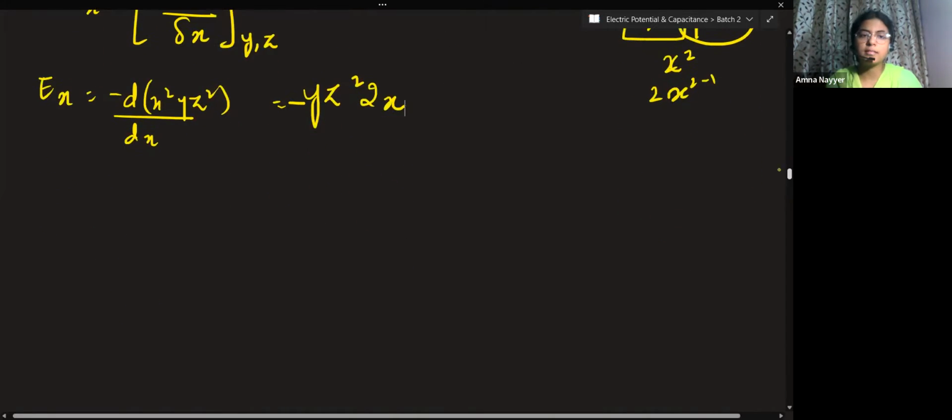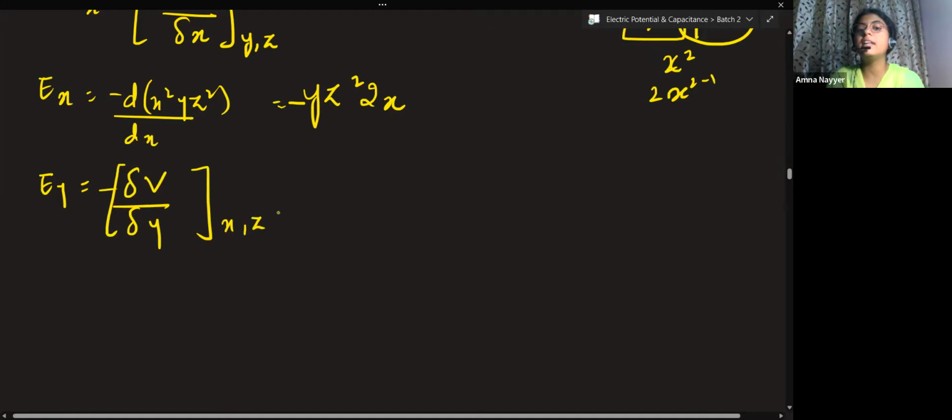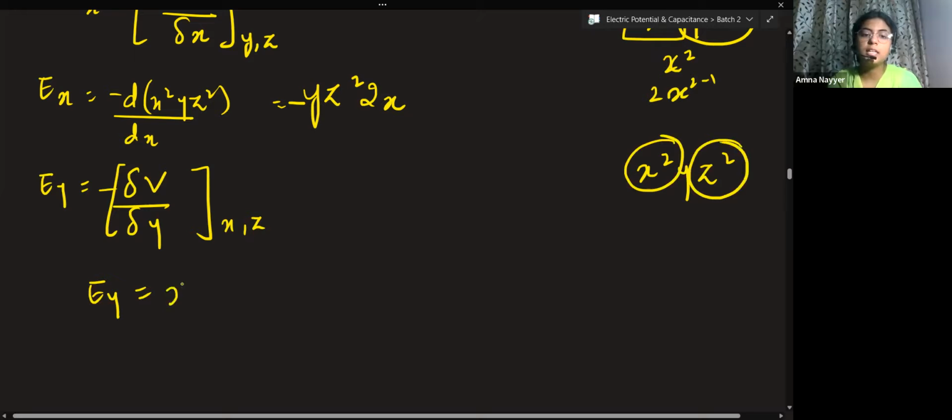Now let's do it for y-axis. Ey will be what? Differentiating in terms of y, this will be minus delta V by dy. Now you are differentiating y, so x and z will act as constants for you. So what was our expression? X square y z square. Which are constants? You are differentiating y, so x square is a constant, z square is a constant. Minus x square z square will come automatically. Why are we putting this sign? This negative sign is of the formula. So x square z square has come out. Now what is left? Dy over dy is left, meaning 1 is left. Understood?